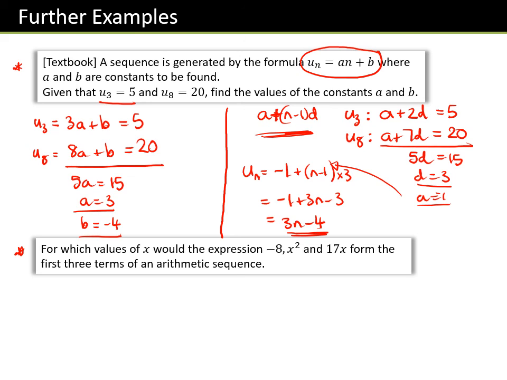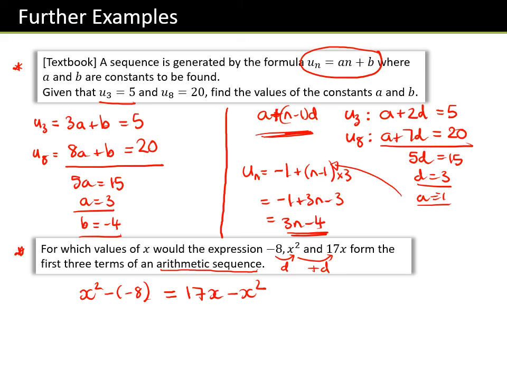For which values of x would minus 8, x squared and 17x form the first 3 terms of an arithmetic sequence? The thing about an arithmetic sequence is that there is a common difference. So the difference between x squared and minus 8 would be the same as the difference between 17x and x squared. Okay, if that's term 1, 2 and 3. So the difference between x squared and minus 8 must be the same as the difference between 17x and x squared.